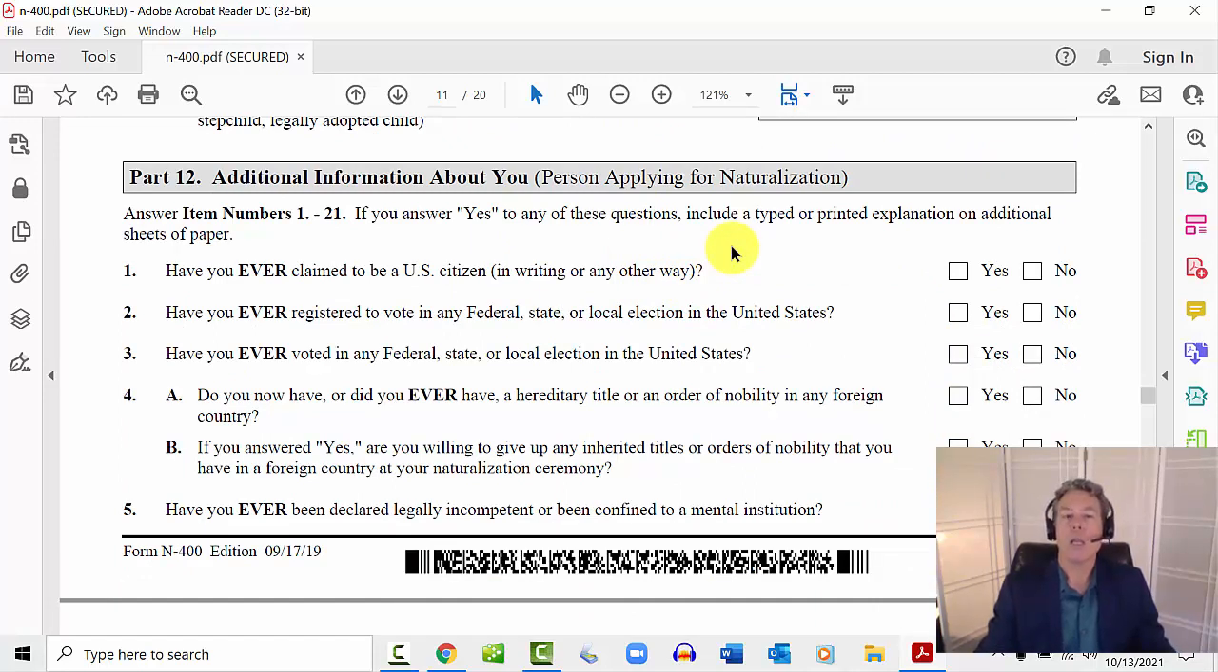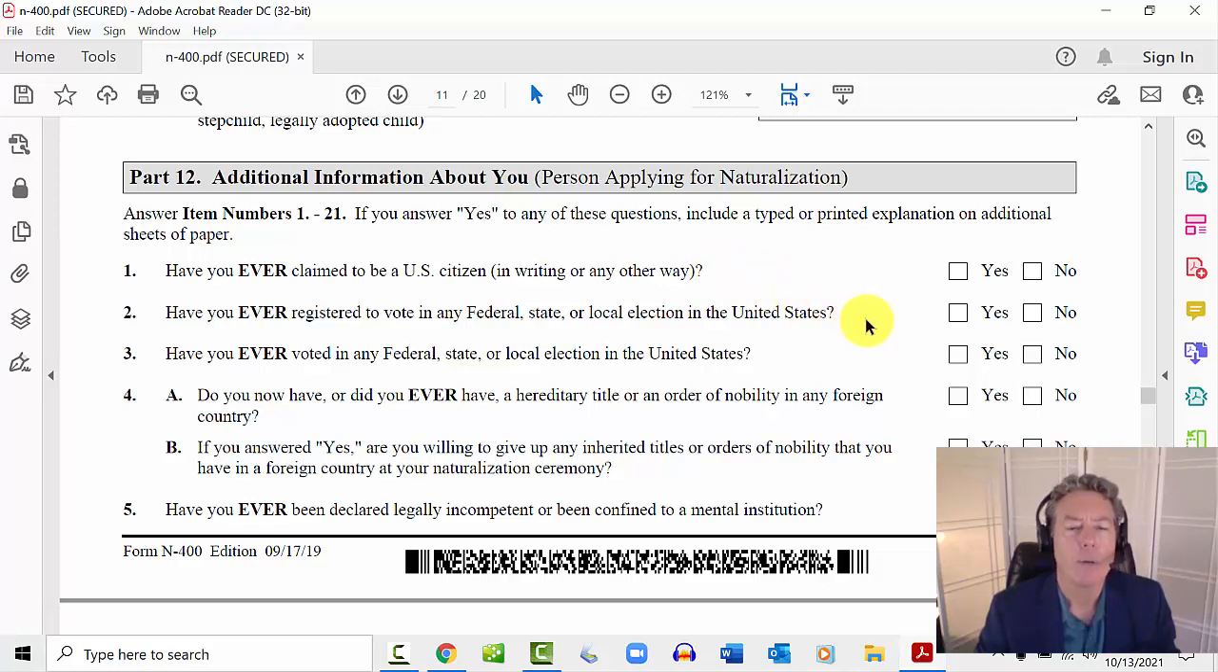Now we go through 1 through 21. If you answer yes in these questions, include a typed or printed explanation on additional sheets of paper. So they want you to explain, right? Have you ever claimed to be a U.S. citizen in writing or any other way? Ooh, that's a bad one.